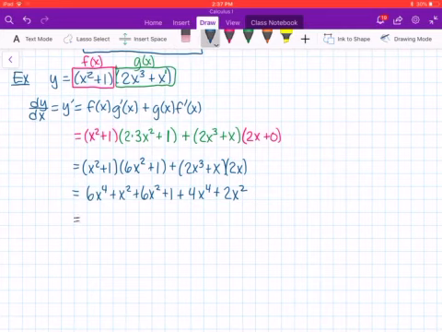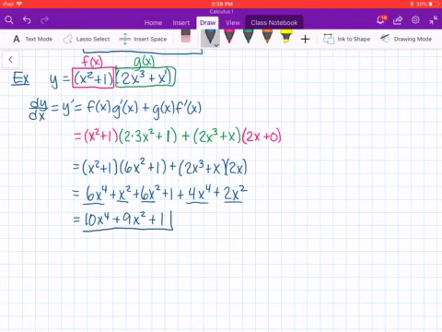Okay, now we're going to combine like terms. We see there's an x to the 4th and 4 of them over there, so we get 10 x to the 4th plus 1 plus 6 plus 2, so we get 9 of them. X squareds and then a plus 1. And there we go. Here's our derivative.